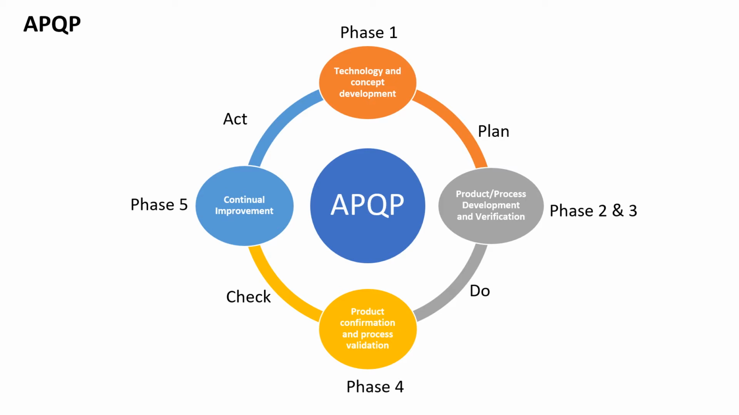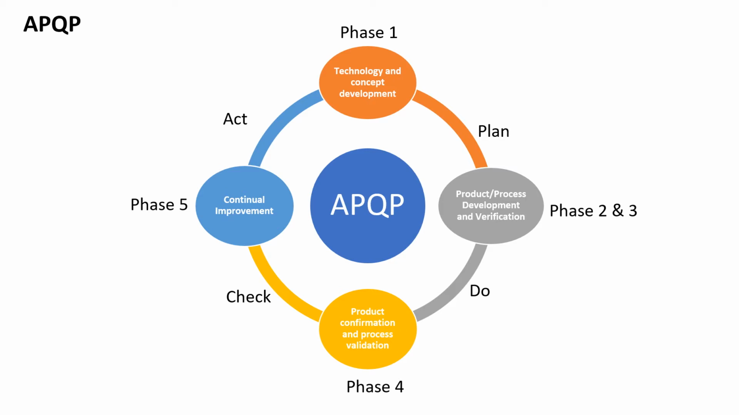So what are the phases in the PDCA approach? Plan, do, check, act. Phase 1 is technology and concept development. After planning, we will have 2 and 3, that is product and process development and verification activity. After this do, we will have product and process validation, which is after checking, as validation is nothing but checking. After checking we will have continual improvement.